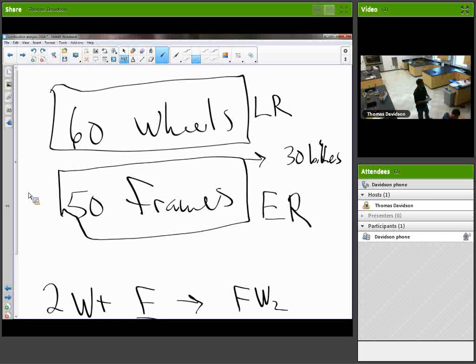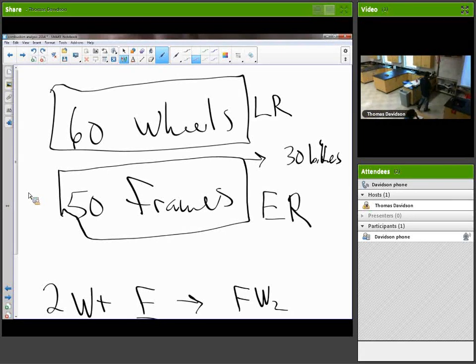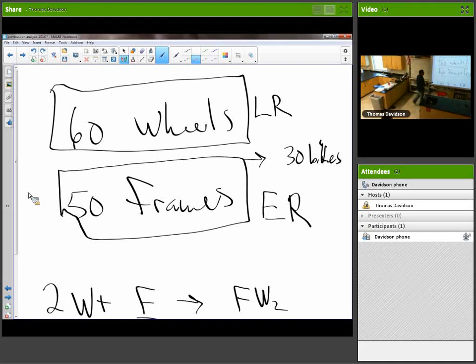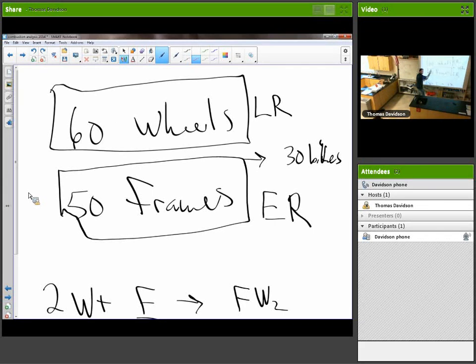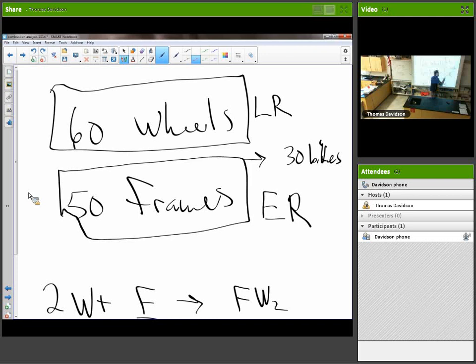All right. To give you an example of a limiting reactant, if we're going to make bikes, and I have 60 wheels and 50 frames and whatever else needed the rest, we don't care about that. But if I have 60 wheels and 50 frames, I can only make 30 bikes.